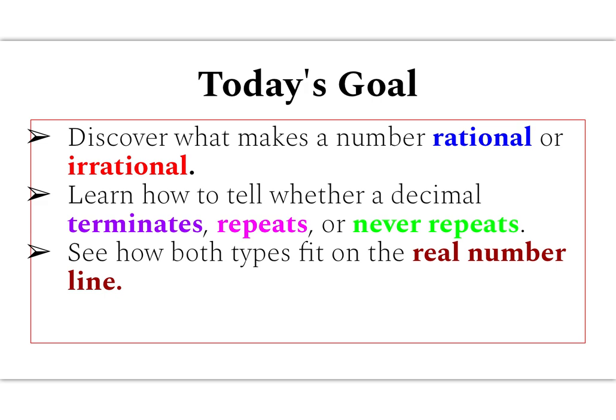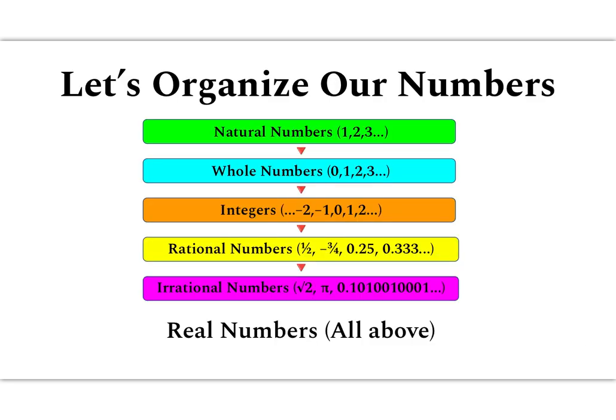This video will make learning rational and irrational numbers simple. By the end, you will be able to tell if a number is rational or irrational and recognize when the decimal terminates, repeats, or never repeats. And you're also going to be able to show how these types of numbers fit on a real number line. Let's get started. Every number you've ever worked with actually belongs to a big family called the real number system, and it's organized like layers.